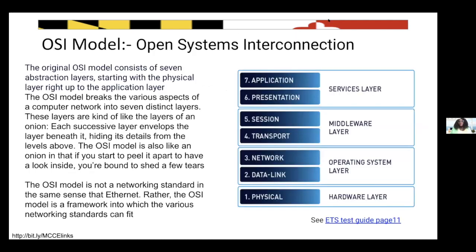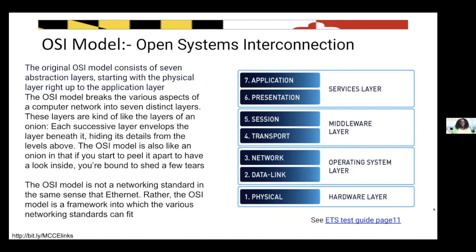Okay. So here, for those of you who have not encountered OSI, OSI is Open Systems Interconnection. It usually starts with number one as the physical layer, number two as the data link, number three as the network, number four as the transport, and number five as session. From number one to number five, you really don't see those opened to your eyes, usually. You don't interact with those immediately because they are at the bottom.